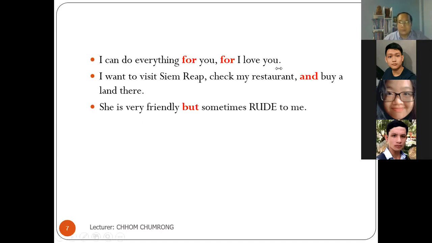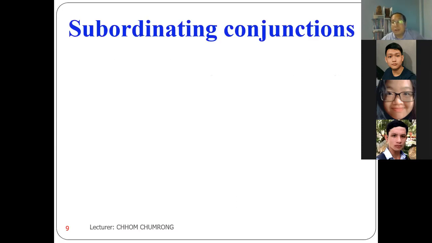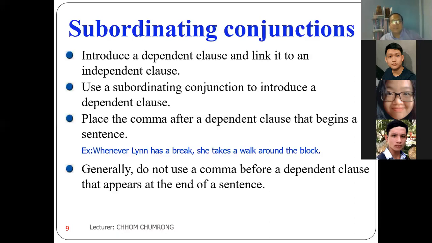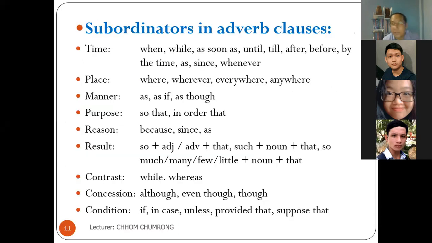Oh, let's go on. Let's go to the second one, everybody. The second one, we call it what? Subordinating conjunction. And when we're talking about the subordinate, we talk about three clauses, right? Three clauses. The first one can be the adverb clause, right? So usually when we use the subordinate, we're talking about the adverb clause.